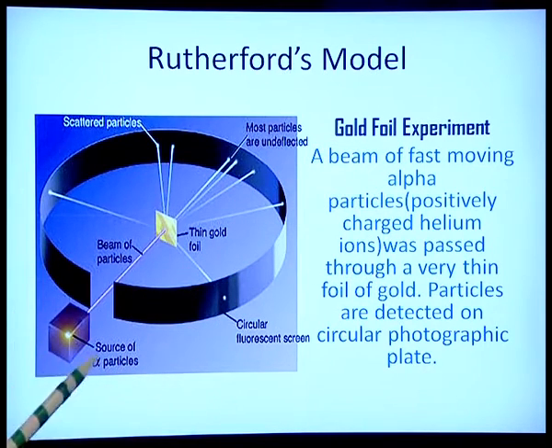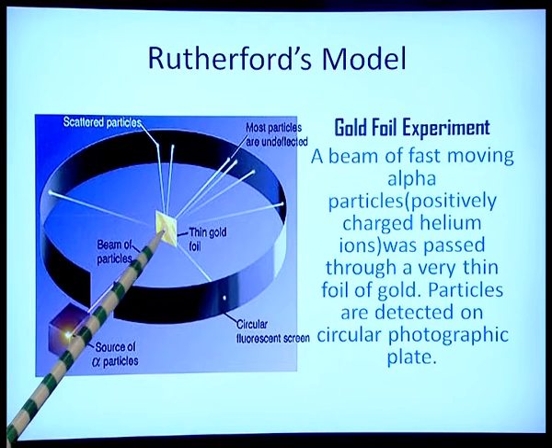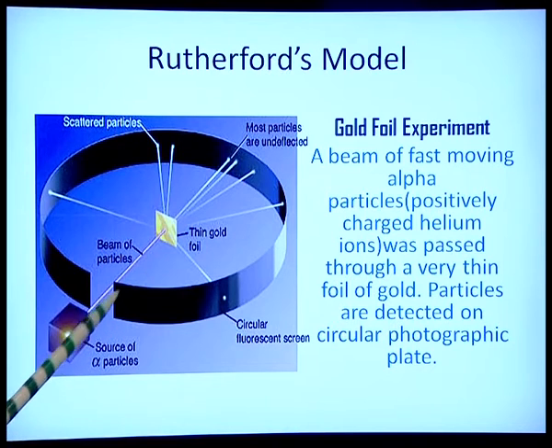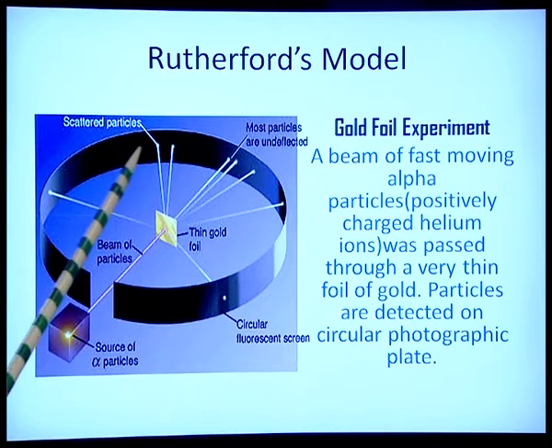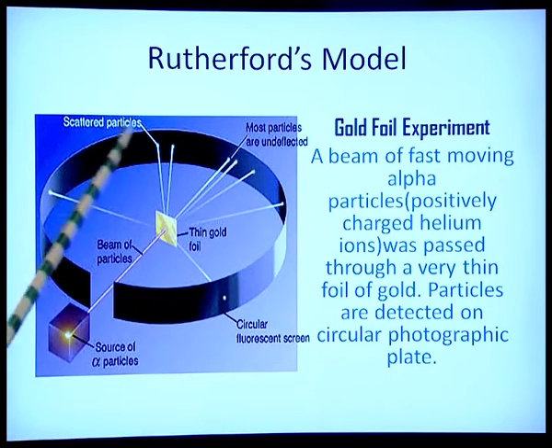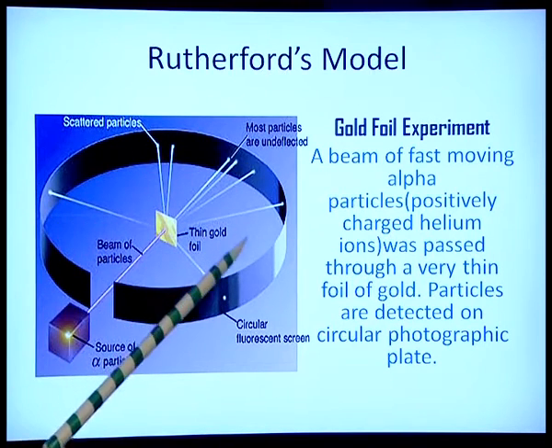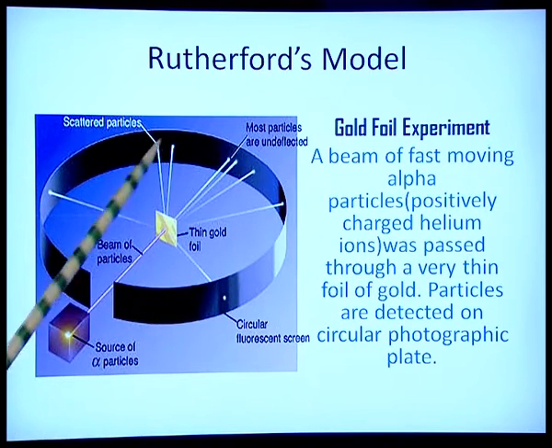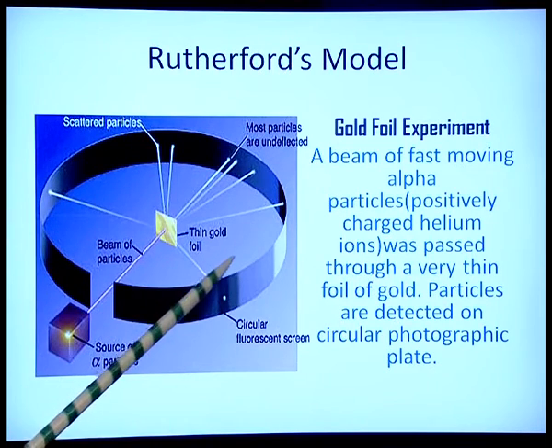In this experiment, a beam of fast moving alpha particles, positively charged helium atoms, was passed through a thin foil of gold. Particles are detected on the circular path. This is a circular photographic plate. You can see on the screen, this is a circular photographic plate.